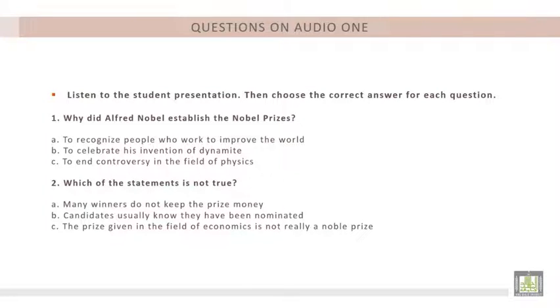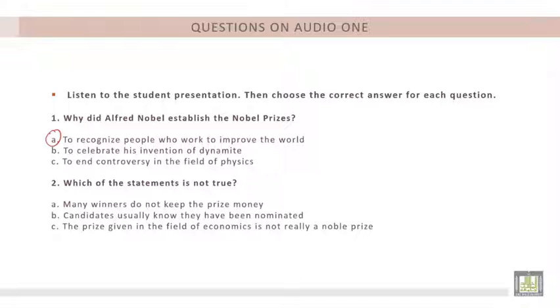Question number 1. Why did Alfred Nobel establish the Nobel Prizes? A. To recognize people who work to improve the world. B. To celebrate his invention of dynamite. C. To end controversy in the field of physics. The correct answer is A. To recognize people who work to improve the world.